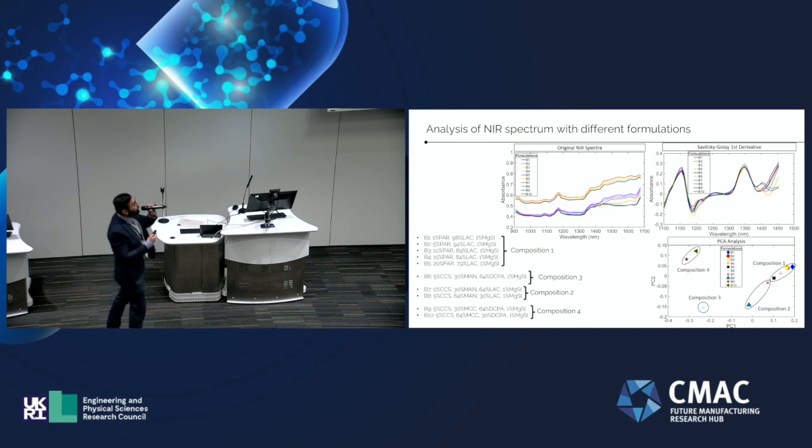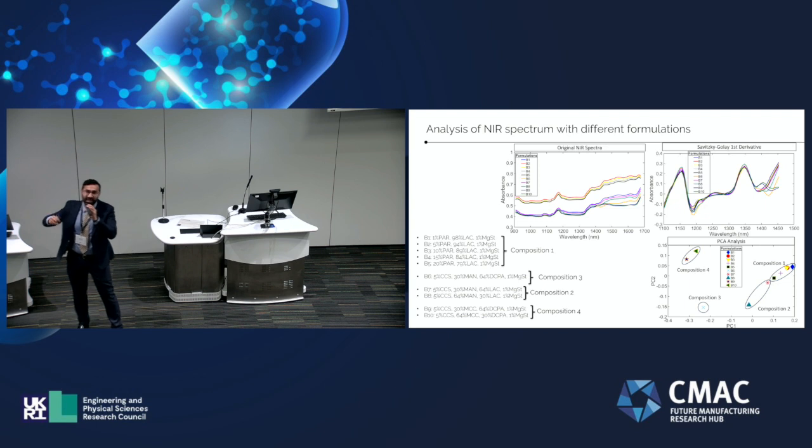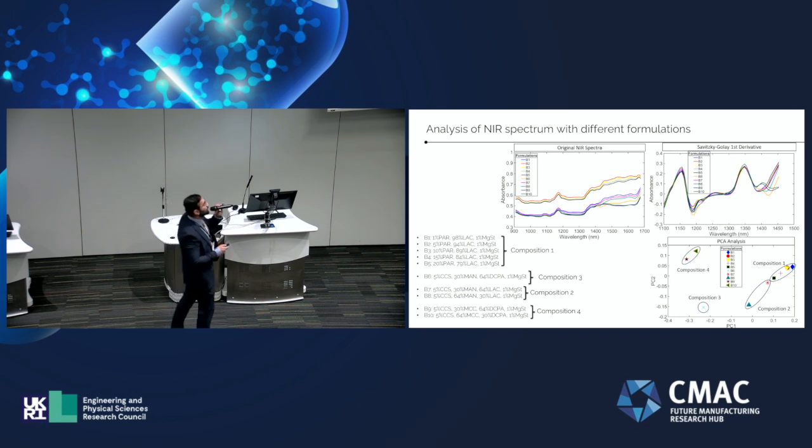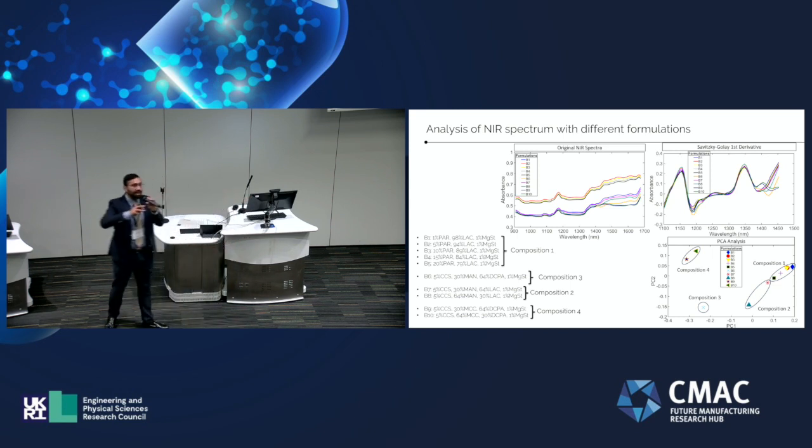So the first thing we tried to analyze was the NIR spectrum. Obviously the raw spectrum doesn't make any sense, so we have to do some kind of pre-processing on it. In this case, we have applied the first derivative, specifically the first derivative, to remove any unnecessary offset, and then we apply PCA to see if we can find any kind of segregation between different compositions.